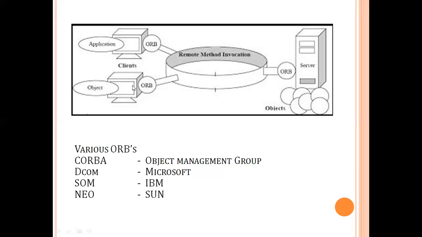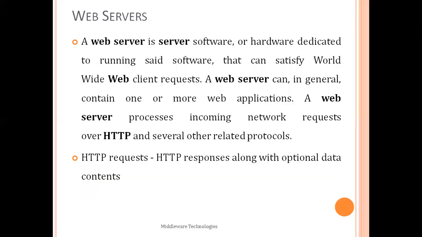And remember this, these kinds of servers are designed using object-oriented programming languages, because we are saying the server is in terms of objects. So this is designed by using object-oriented technologies. The different ORBs available are CORBA by Object Management Group, DCOM by Microsoft, SOM by IBM Company, NEO by Sun. So this is about object server. And when we see about RMI, RPC, we will understand this method in detail. Next server is a web server.